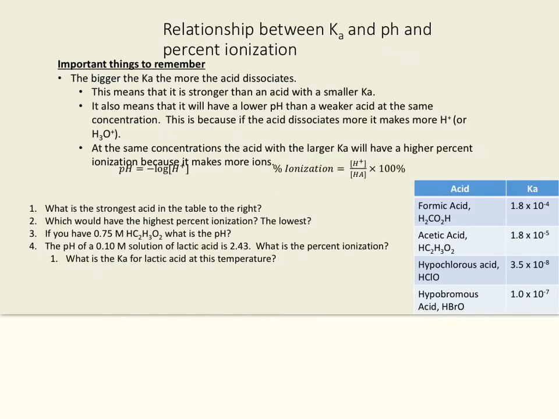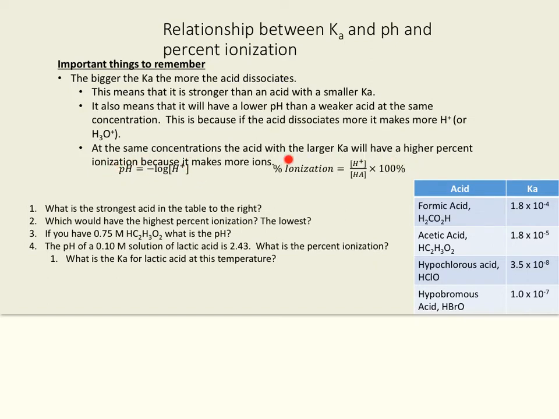Important things to remember: the bigger the Ka, the more the acid dissociates. This means that it is stronger than an acid with a smaller Ka. It also means that it will have a lower pH than a weaker acid at the same concentration. This is because if the acid dissociates more, it makes more hydrogen or hydronium. At the same concentrations, the acid with the larger Ka will have the higher percent ionization because it makes more ions.